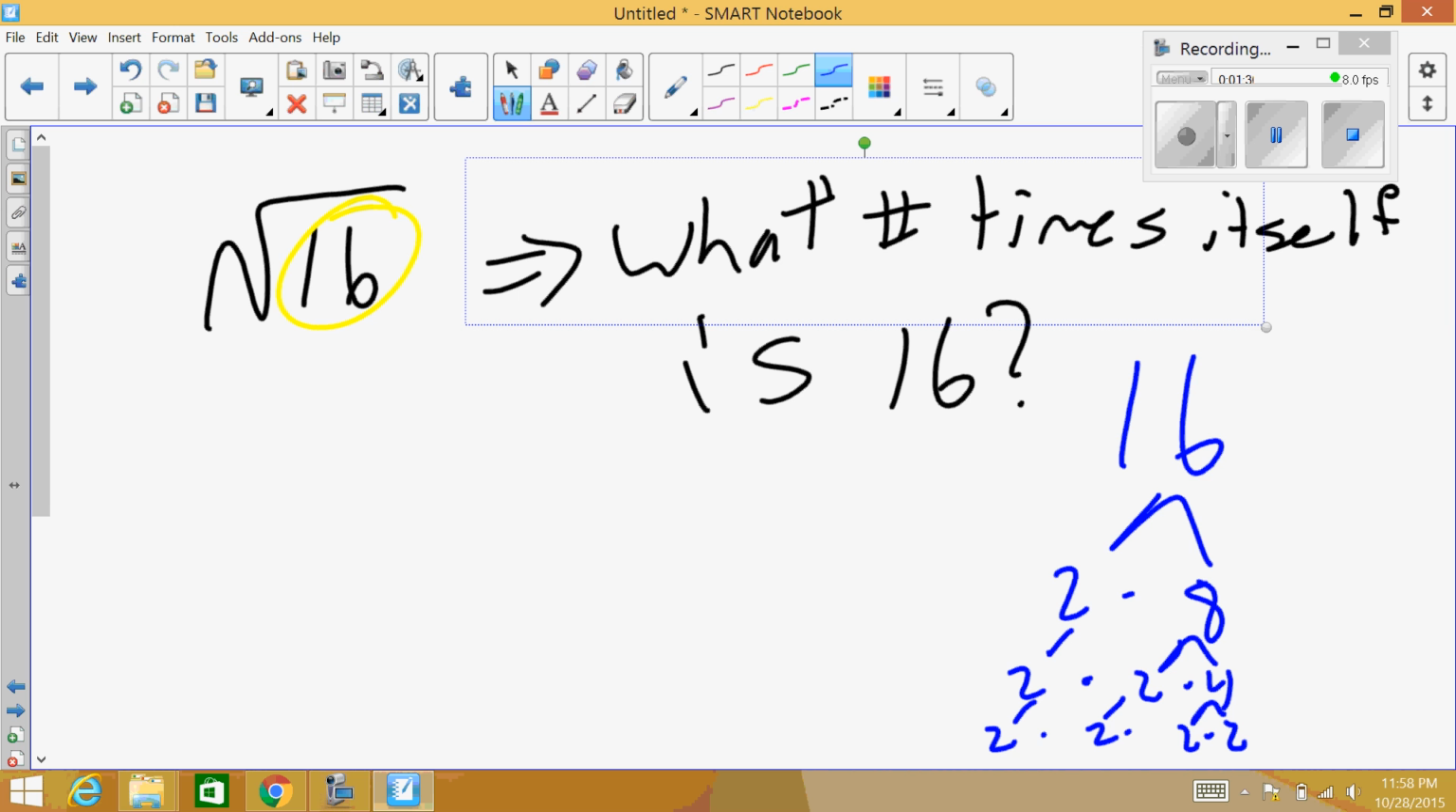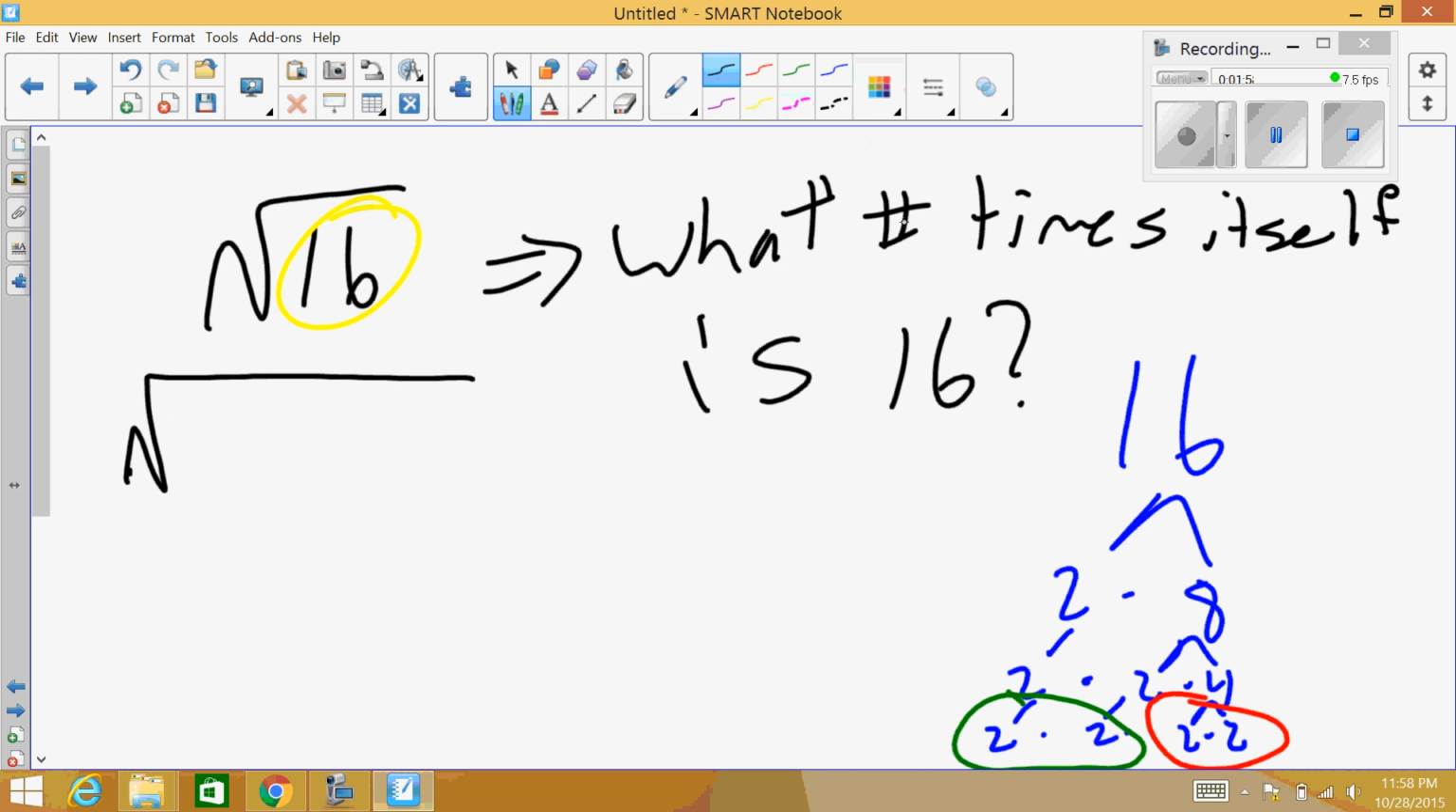Okay, square root, number times itself. So that means what I'm doing here is I'm looking for pairs. So I look right here, and I see 2 times 2. I see another pair, 2 times 2. Great, I've got 2 pairs. So instead of writing the square root of 16 as 16, I'm going to write it as square root of, in green, I've got 2 times 2, that's 2 squared. And in red, I've got 2 times 2, that's 2 squared.